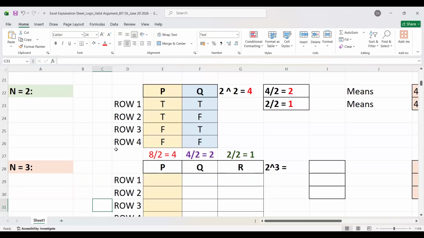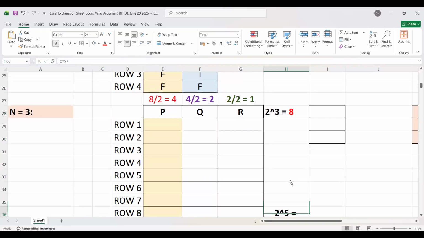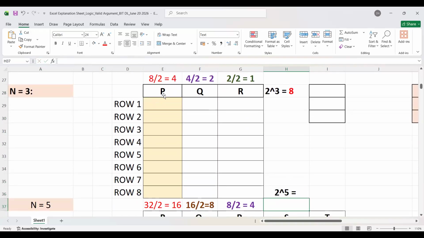Now, we'll do one last one, and then I will briefly test you if n is bigger. How do you handle this? So let's pick 2 raised to the power 3. Based on what we know, 2 raised to the power 3 will give us 8. If you are following, we should have 8 rows, and the statements should be P, Q, and R. And these are my 8 rows.